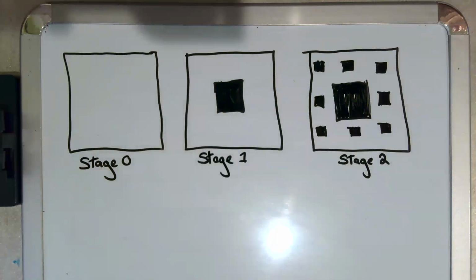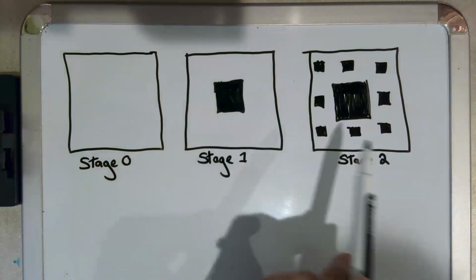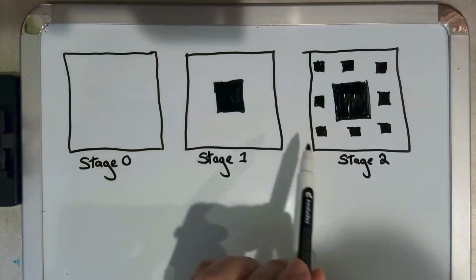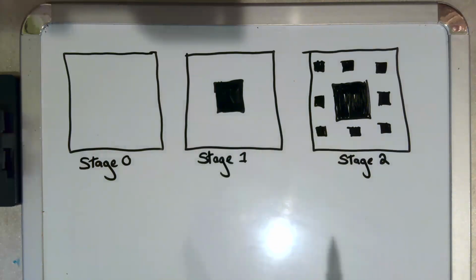So at stage 3, we would surround each of these squares with squares that are a third of their side length. And so the question is, could we easily predict what area would be left uncut out at, say, stage 25 without doing all of them? All right, so let's take a look then.